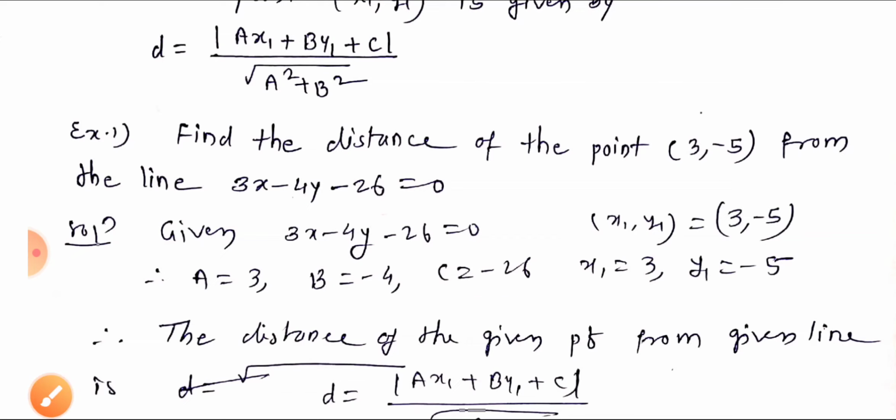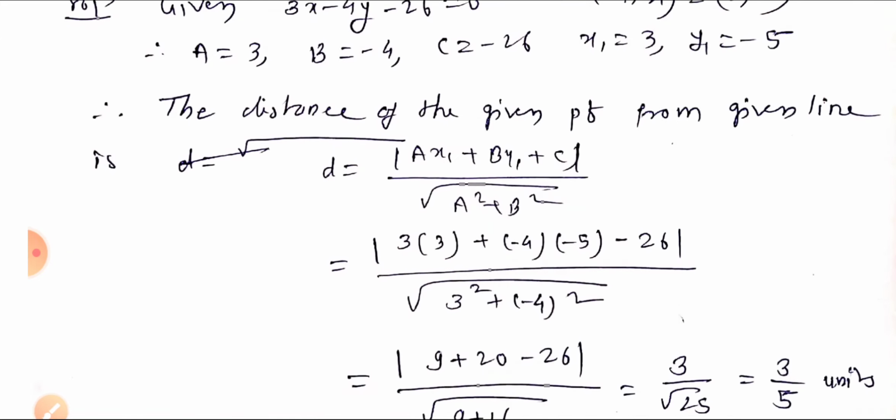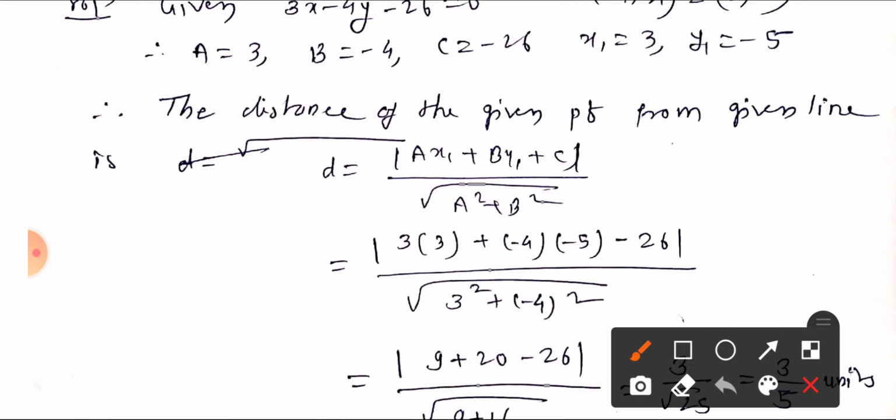So therefore the distance of the given point from the given line is d is equal to modulus of ax1 plus by1 plus c upon under the square root of a square plus b square. So we substitute all the values here. Modulus of a is 3, x1 is 3, plus b minus 4, y1 equal to minus 5, then c equal to minus 26. Under the square root of a square plus b square means 3 square plus minus 4 square.